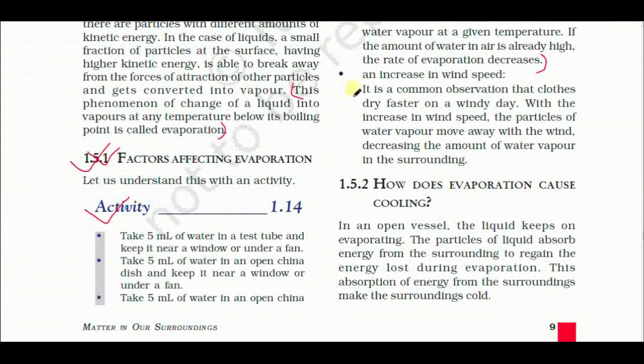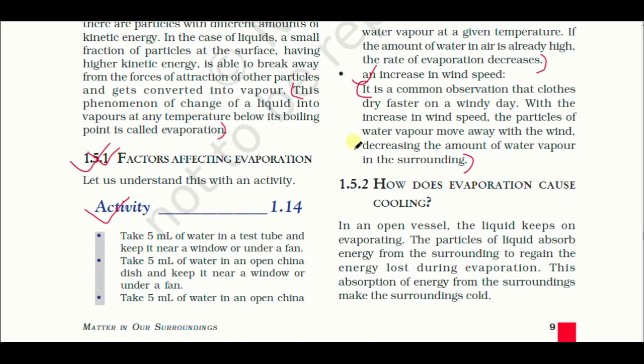Then an increase in wind speed. If we increase the wind speed, what will happen? It's a common observation that clothes dry faster on a windy day. With the increase in wind speed, the particles of water vapor move away with the wind, decreasing the amount of water vapor in the surroundings. So if the wind speed increases, the water vapor present around the wet substance is removed, so that more liquid water molecules go into the gaseous state. So with an increase in wind speed, the rate of evaporation will increase.